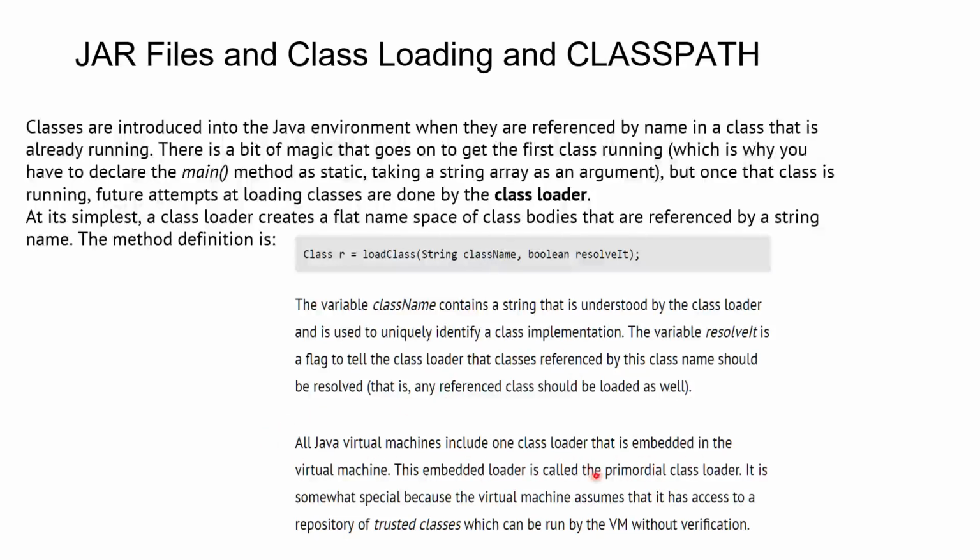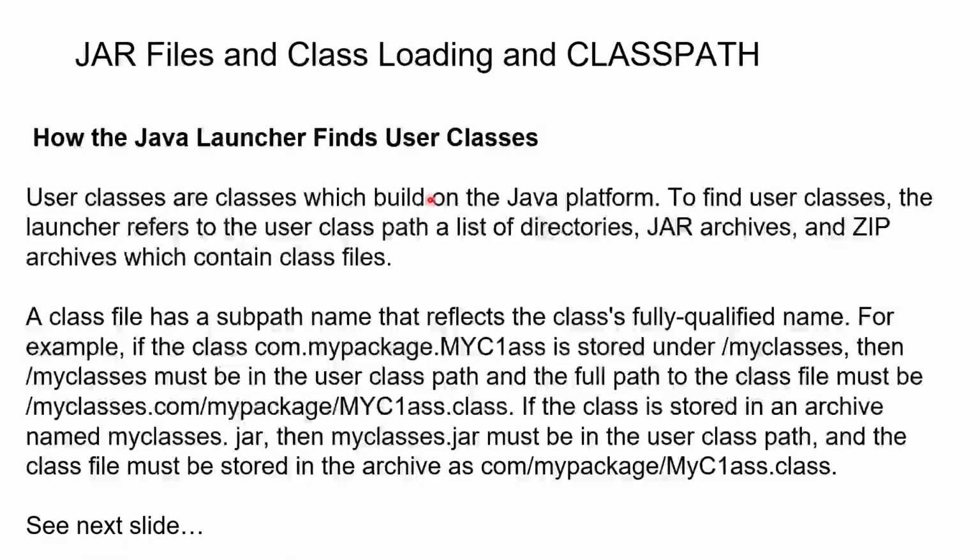Also, all Java virtual machines include one class loader that is embedded as part of the virtual machine. This embedded class loader is called the primordial class loader. It is somewhat special because the virtual machine assumes that it has access to a repository of trusted classes which can be run from the Java virtual machine.